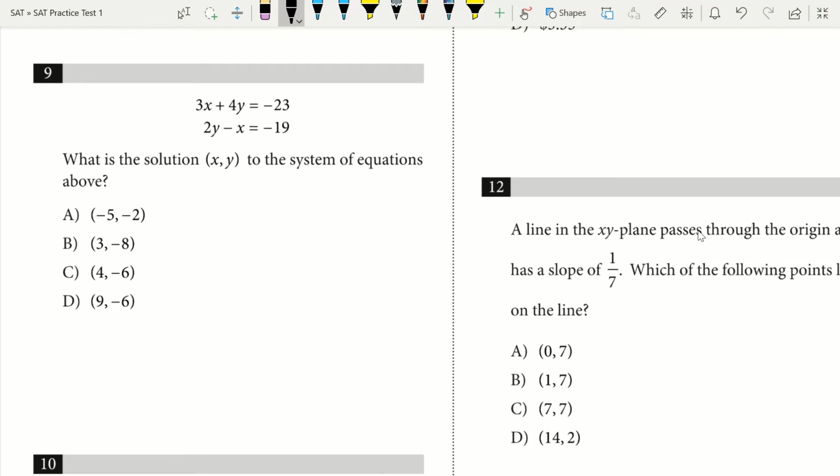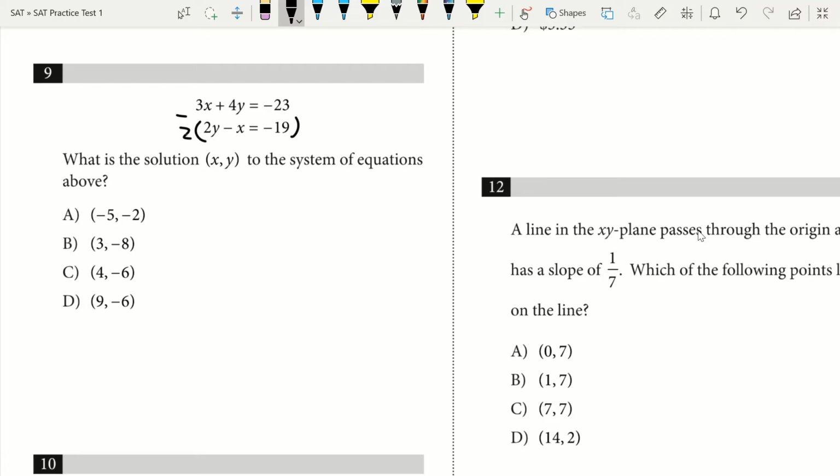All right, when I see it's in a column like this, I want to figure out a way to get rid of one variable. I see I have 4y and 2y, so if I multiply my bottom equation by 2 and then subtract, I'll have 4y minus 4y, which will get me just my x's and then a number I can set it to solve for x. So I have 4y minus 2 times 2y, that gets rid of my y's. Now I have 3x minus negative x, minus 2x, minus negative 2x.